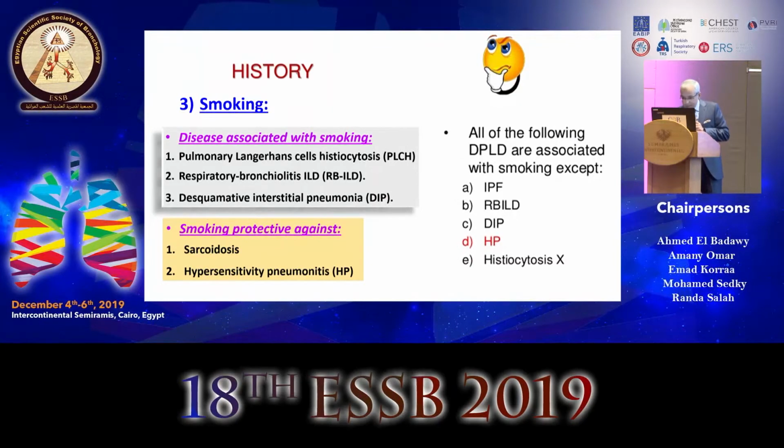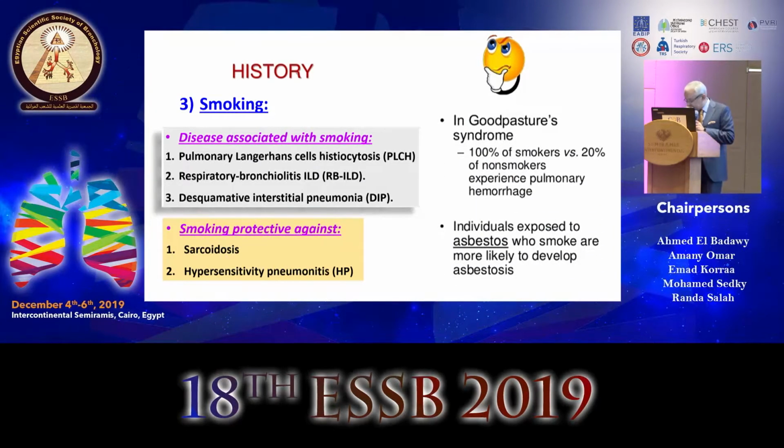This is a question, but the answer is there. All the following diffuse lung diseases are associated with smoking: IPF, RB-ILD, DIP, PLCH, histiocytosis X. I think the answer is the red one, which is HP. It is not a smoking-related disease.